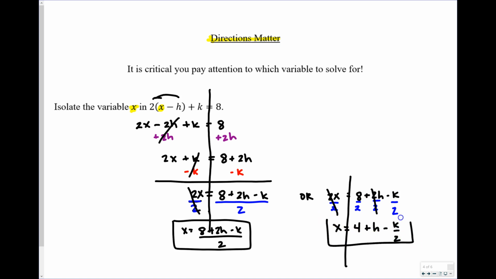Now, if that is confusing to you, then do the other one. I don't care, both of these are equivalent, okay? It doesn't matter as long as you understand the order of operations and undoing these equations to get the variable that it says to get.